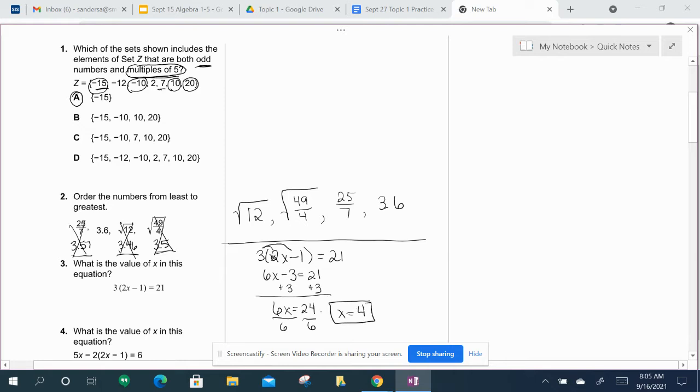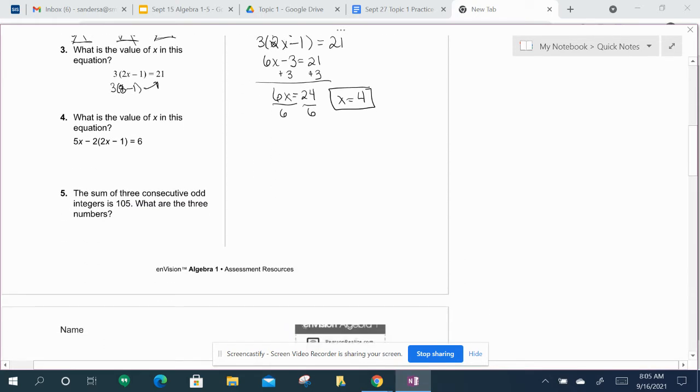Remember, I can always check this answer by plugging that back in. So 3 times 2 times 4, that would be 8. 8 minus 1 would be 7, and 3 times 7 does in fact get me a 21. So I can be pretty confident that x equals 4 is correct.